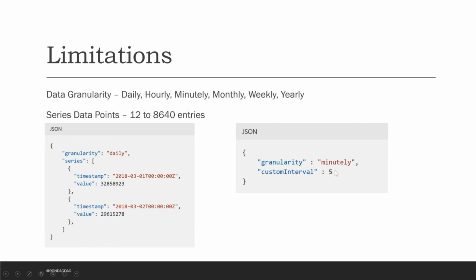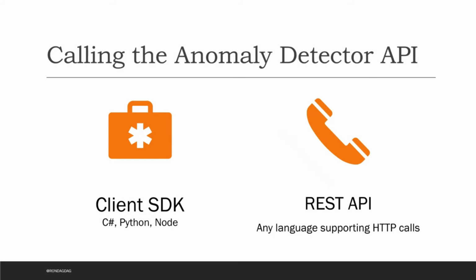You specify the custom interval, and of course you can plug in your data that way and send the data properly. How would you call the Anomaly Detector API? There are two ways. You can use the client SDK, which is implemented in C#, Python, or Node. If the programming language you're using does not have a client SDK, of course you can call the REST API. That means you can use any language that supports HTTP calls.